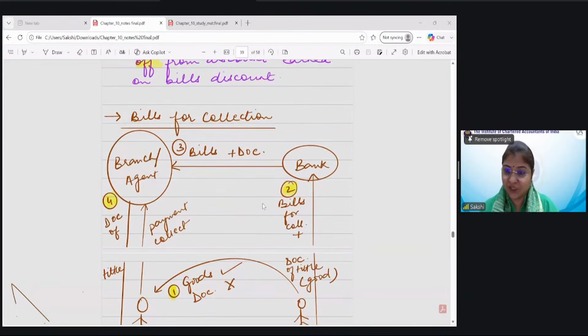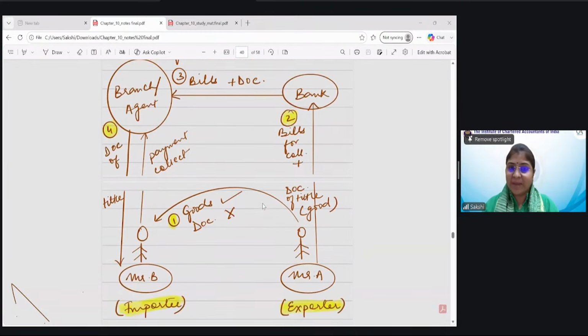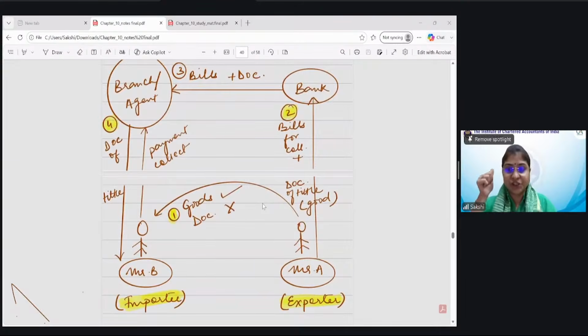Bill for collection. Am I getting 100% attention? Another important concept that if you miss out, you will not be able to understand. See, there are two parties. Mr. A, who's the exporter, Mr. B, who's the importer. Sequence wise, I have put the numbering, just try to concentrate there.